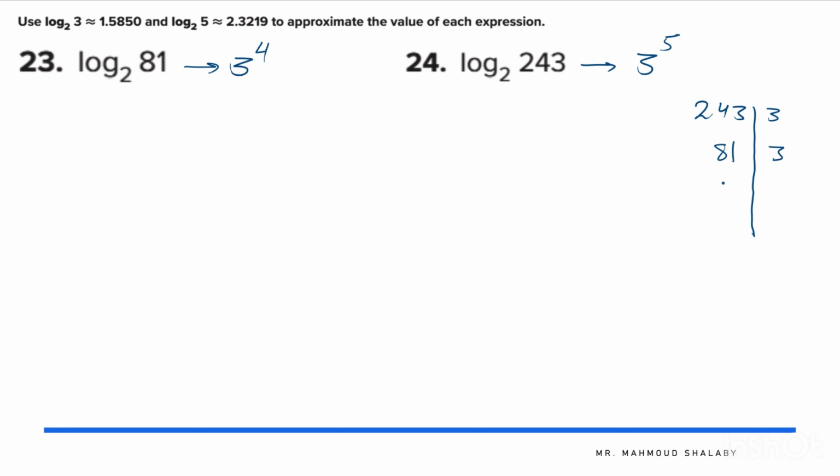Divide by 3 again. I will not leave the 3 until I cannot divide by it. Divide by 3, it's 27. Divide by 3, the answer is 9. Divide by 3, the answer is 3. Divide by 3, the answer is 1. Once it's a 1, I will stop, which means 3 times 3 times 3 times 3 times 3, 5 times, which means 3 to the power of 5. And I do it here directly.